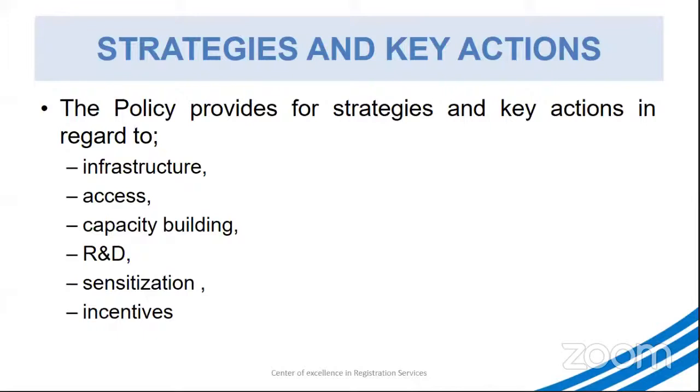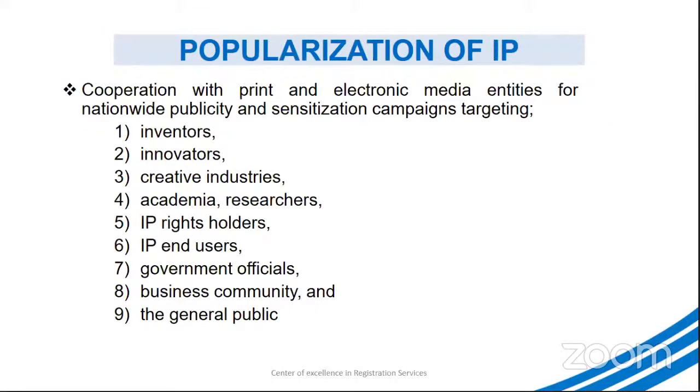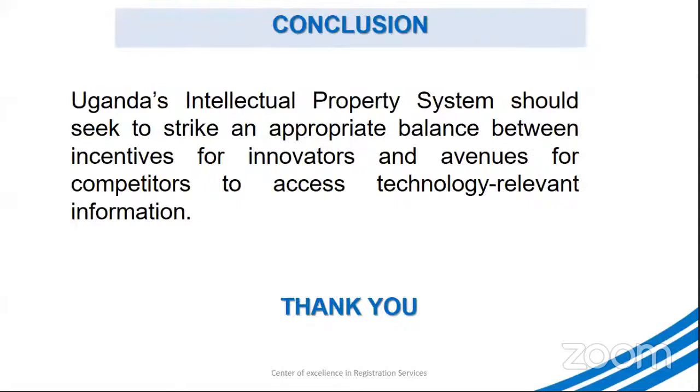The policy provides for strategies and key actions with regard to infrastructure, access, capacity building, investment in research and development, advocacy and sensitization, creating incentives around this. But we can't do this without popularizing intellectual property. And the policy envisages nationwide sensitization and publicity campaigns targeting all key players in the market space, including inventors, innovators, creative industry, academia, government officials, business community, to mention but a few.